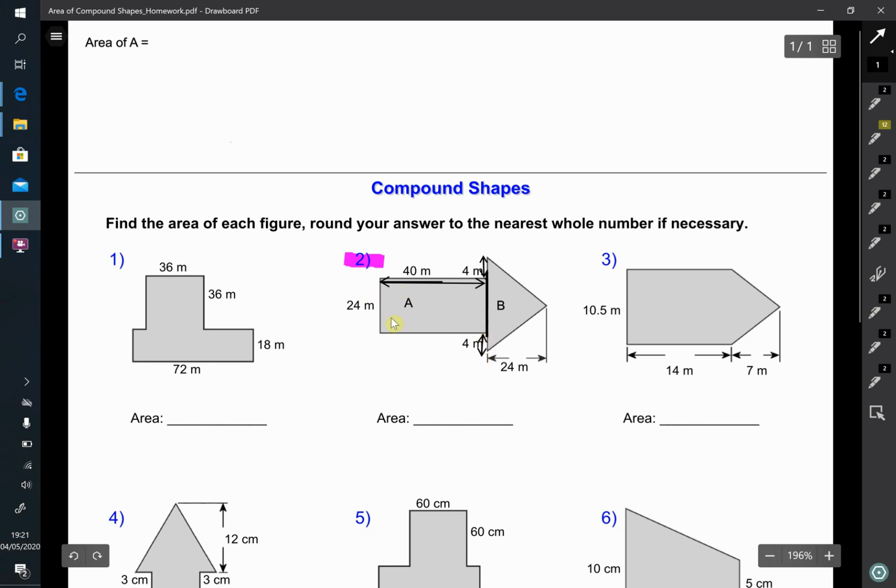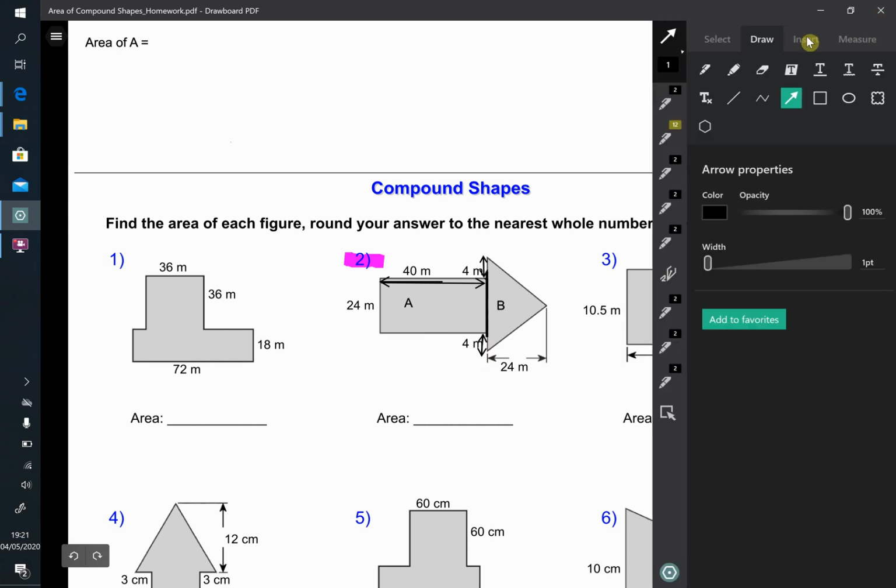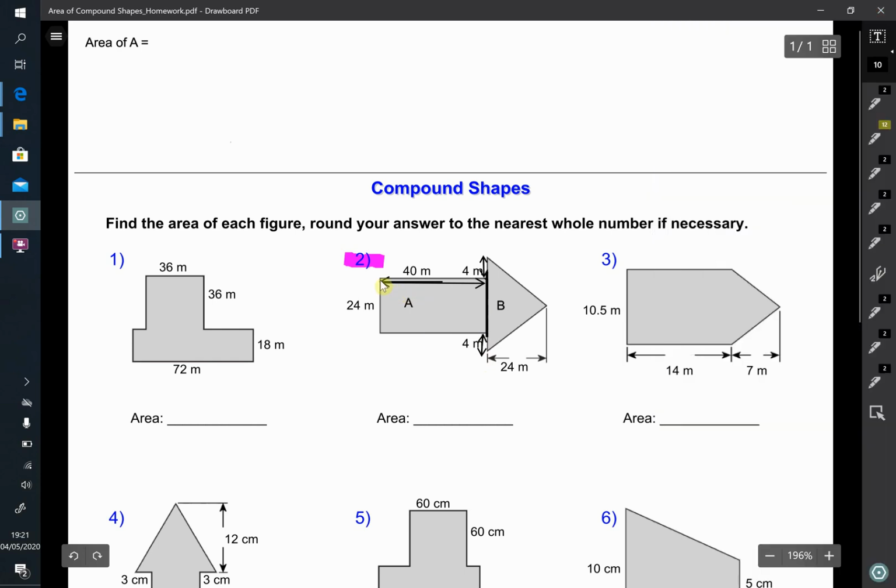Okay, so how wide is the shape? From here to here, it is, I didn't even write out the equation, base times height. Okay, so how wide is it? Equals 40. How high is it? Times 24 equals.